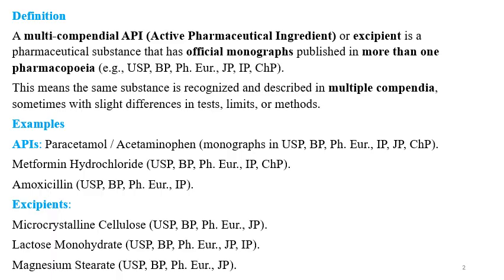Sometimes there are slight differences in the tests, in the specifications or limits, and in the testing methods. But generally, they are all the same, and that's why these have the multi-compendial status. APIs like paracetamol are available with multi-compendial status. It has monographs enlisted in USP, BP, PHUR, IP, JP, and CHP. Metformin hydrochloride is there, amoxicillin is there. These are well-known APIs, approved long back.